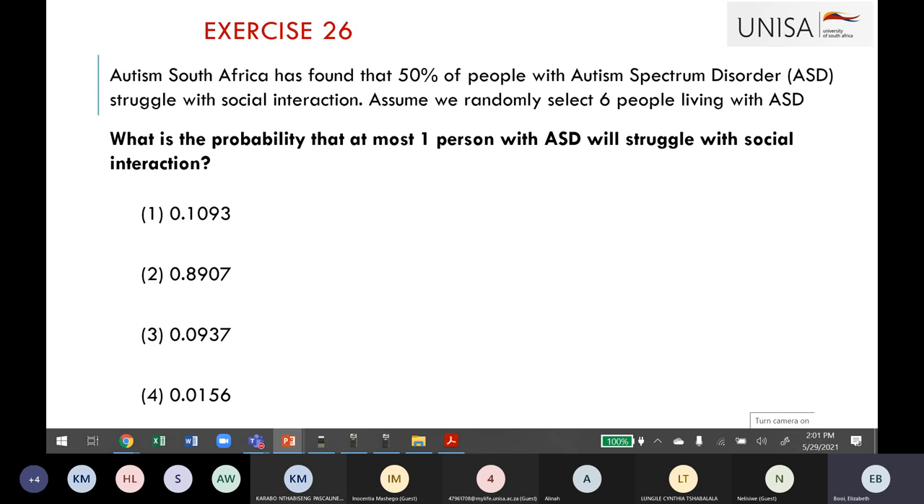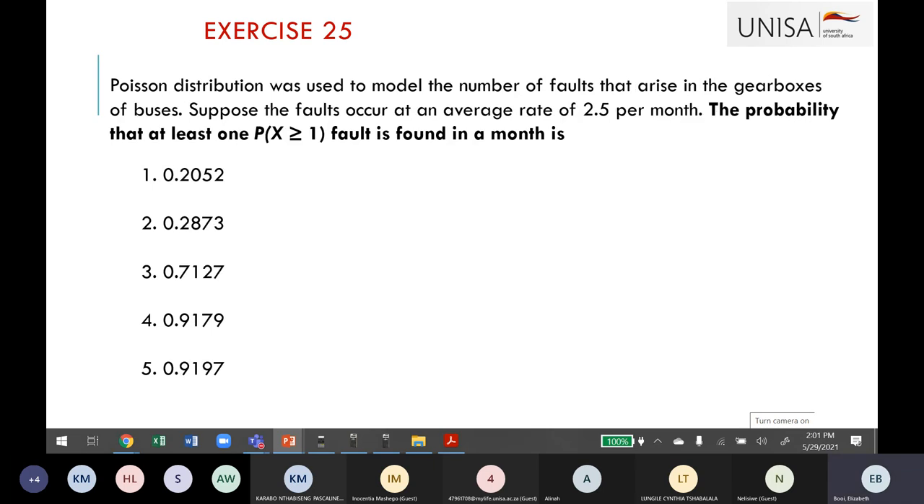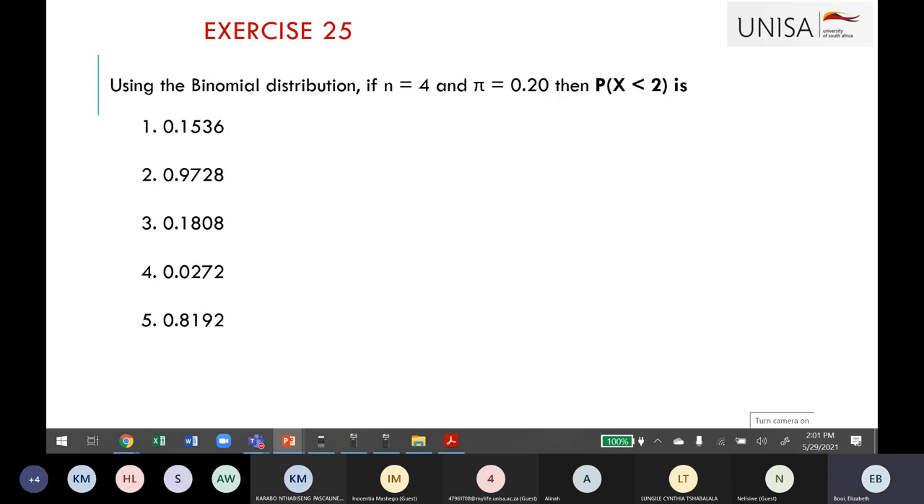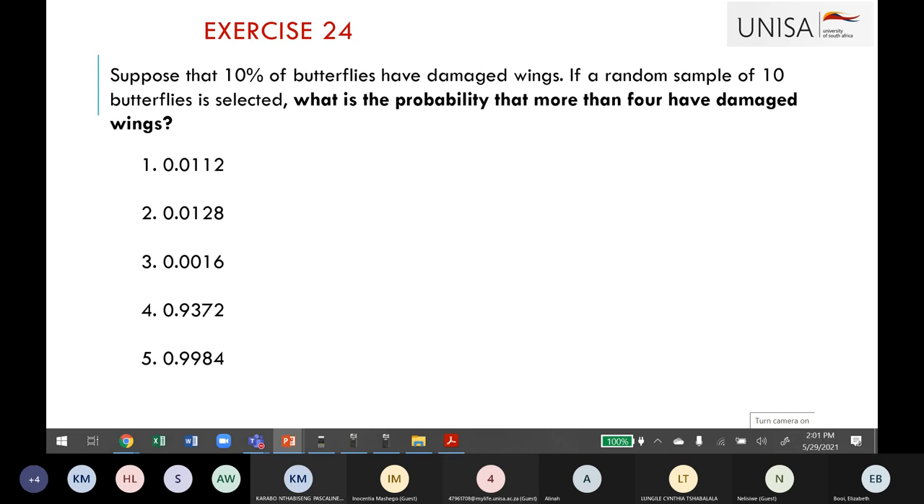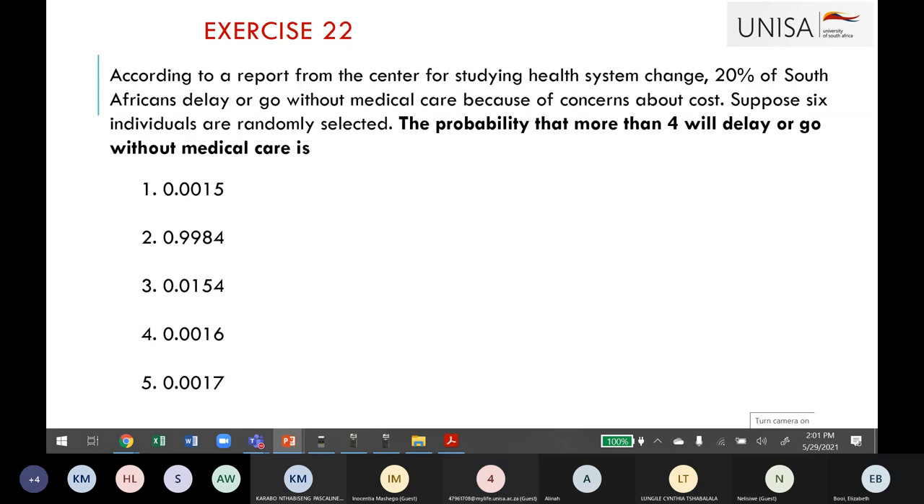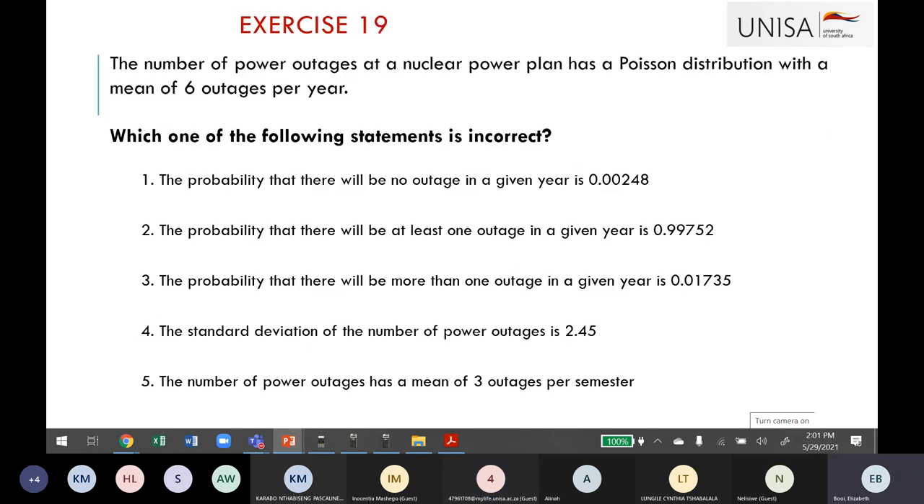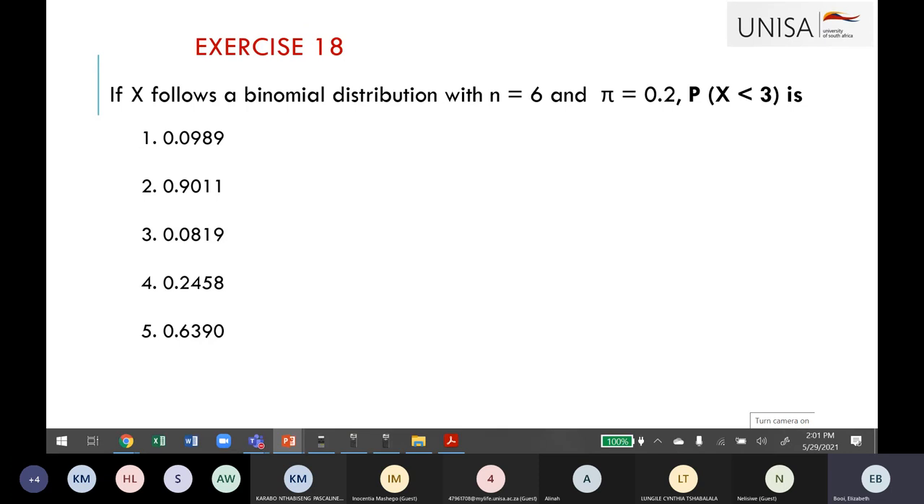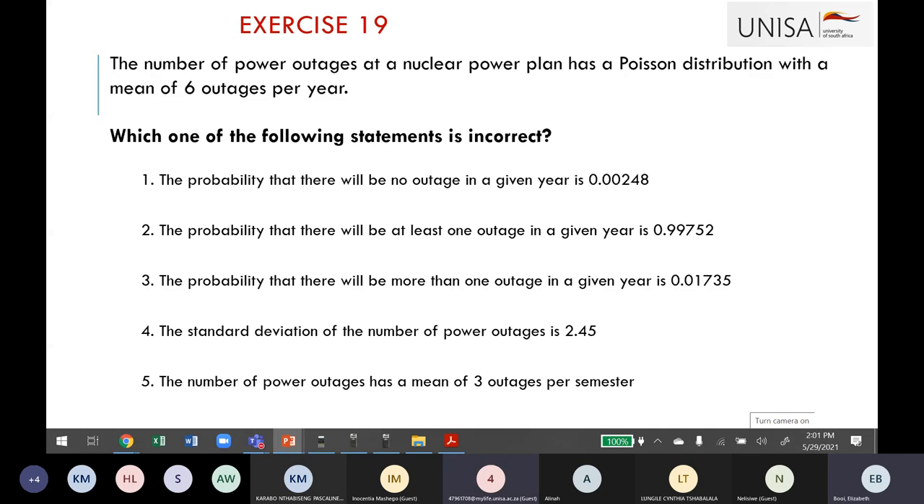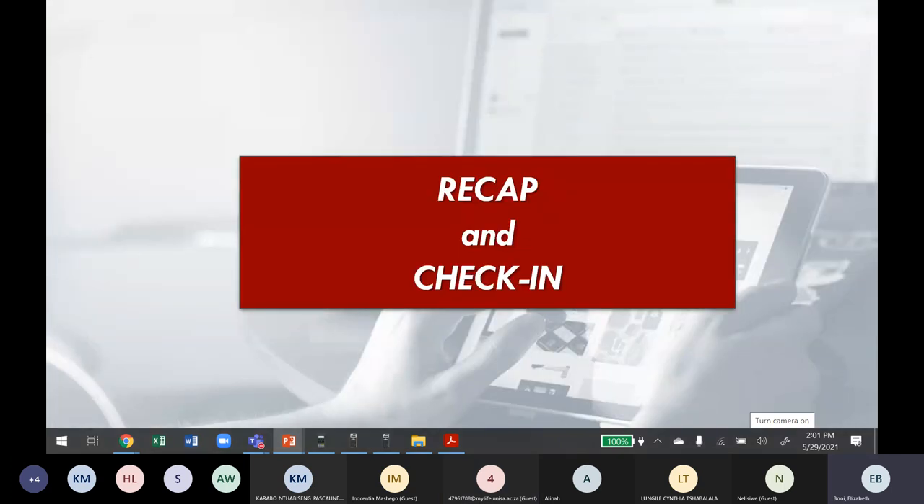So you have up until exercise 26 to do. So if you do all those and you find any challenge, let me know. Let's have a discussion on WhatsApp or on myUNISA. I will let you know when the videos are uploaded.